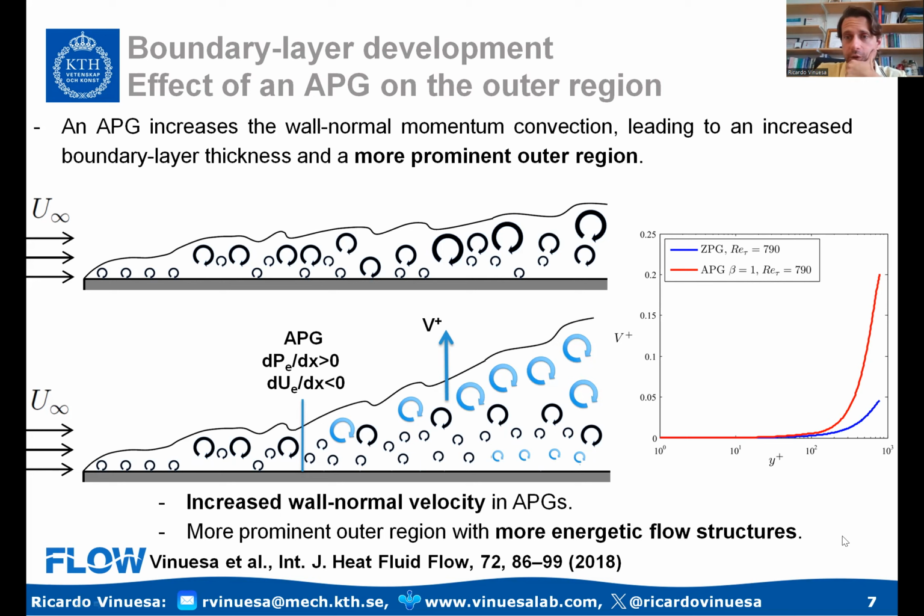Now, to give you an idea, on the right, I'm showing you in blue the wall normal velocity of a zero pressure gradient boundary layer, and in red of an adverse pressure gradient with a moderate pressure gradient intensity, and the value of the wall normal velocity close to the boundary layer edge is about 4 times larger in the case of the adverse pressure gradient, the APG. So APG effects are closely connected with this wall normal convection, with this vertical velocity that I was mentioning.